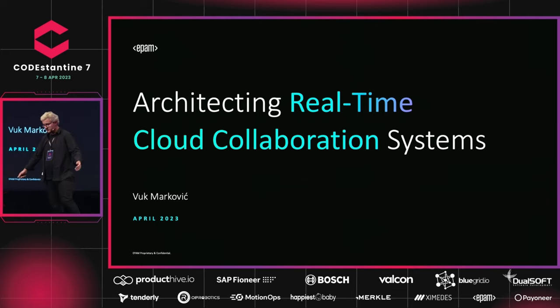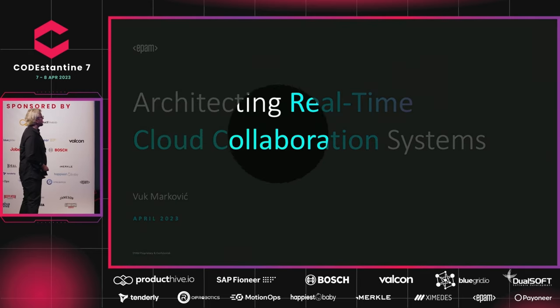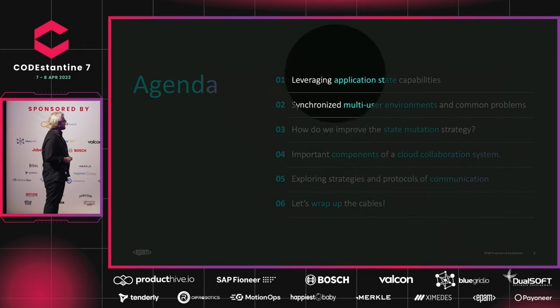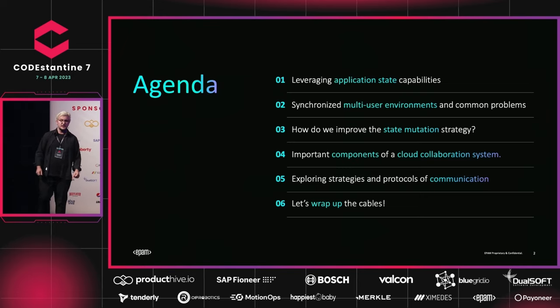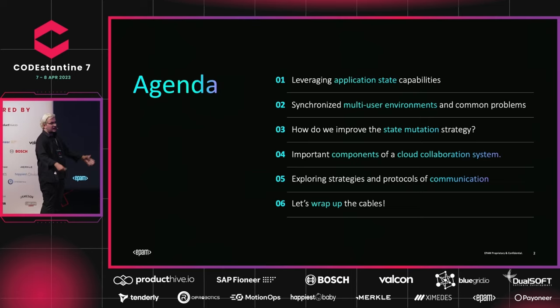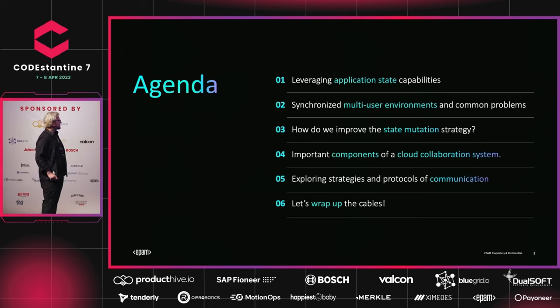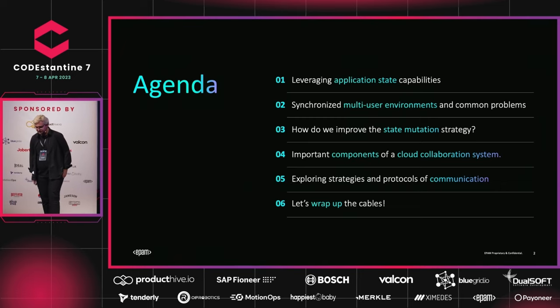My name is Vuk. I'm a software engineer at EPAM Systems, and I'll be more than glad to introduce you to the topic of architecting real-time cloud collaboration systems. Before we begin, we need to understand the act of leveraging application state capabilities, especially in multi-user environments where the event of state mutation is important to achieve overall consistency. After that, we will discuss some important components that every cloud collaboration system should have. And as every system needs a way for its components to communicate, we'll explore some communication protocols that you can leverage in your projects.